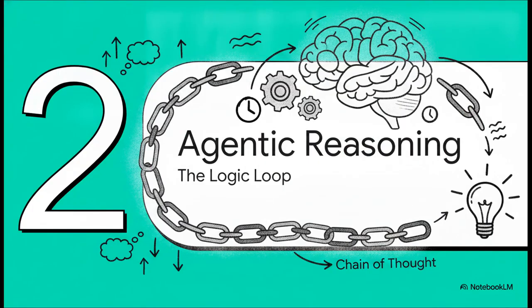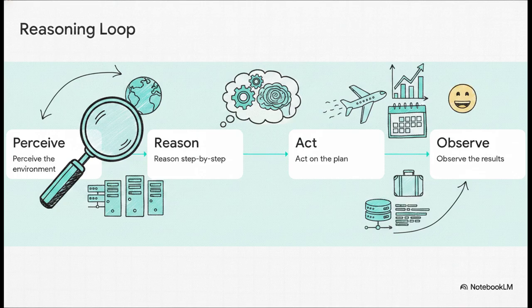Moving right along to Section 2, the agentic reasoning loop. So, how exactly does it pull off these complex tasks? Well, agentic systems use this continuous internal reasoning loop. First, the agent perceives its environment. Next, using specialized large reasoning models trained for logic, it generates what we call a chain of thought.